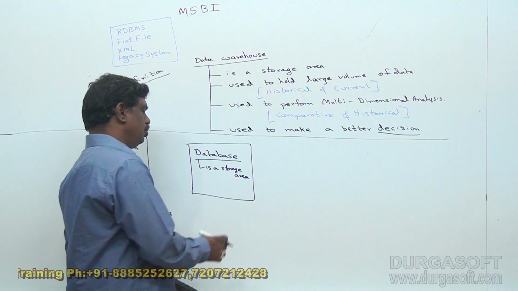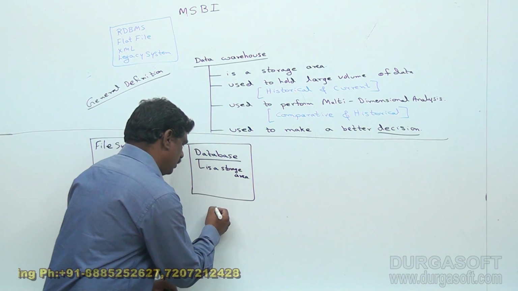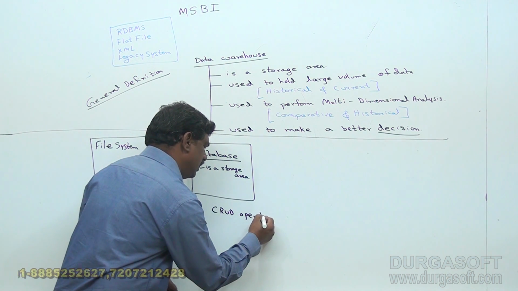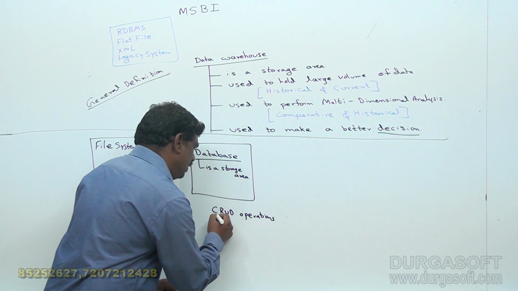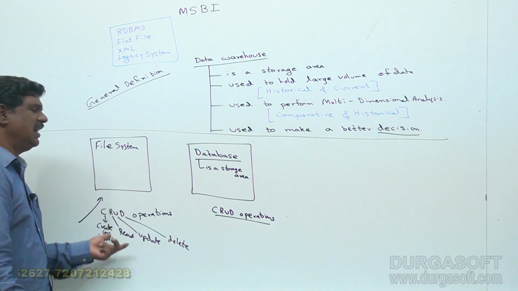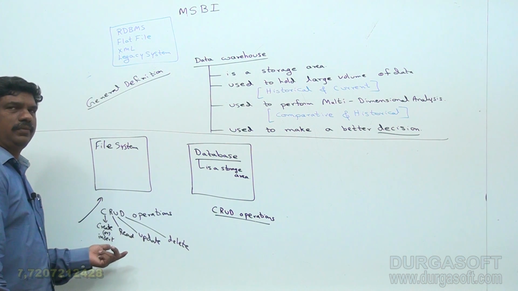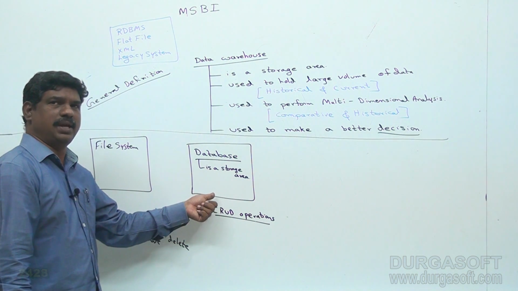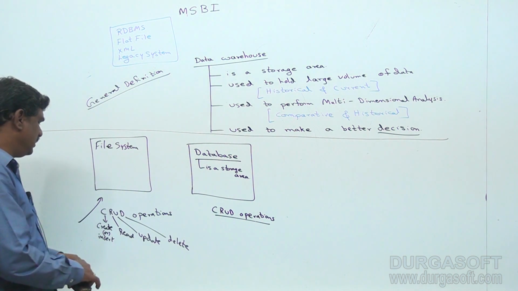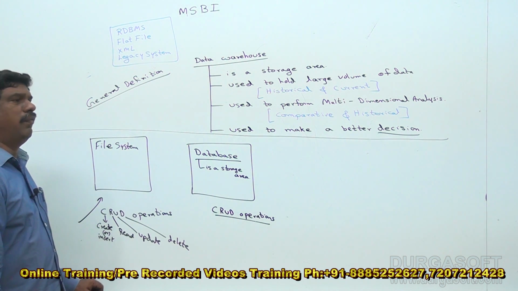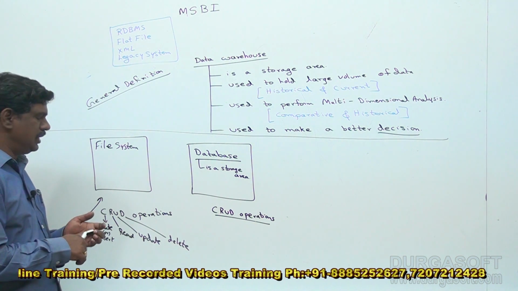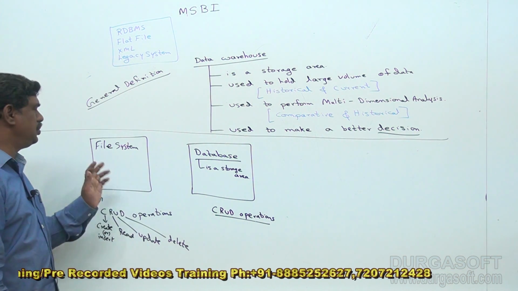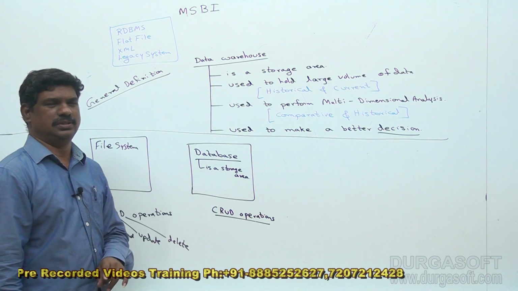Even a database performs the same thing. It all supports CRUD operations. That means the activities available in the database are already provided by the file system also. The create, read, update, delete activities you can perform on a database are provided by the file system too. But why did the industry switch from file system to database?